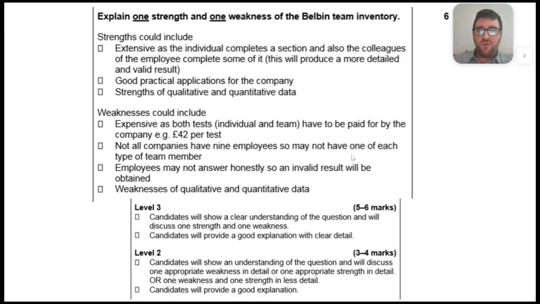And explain 1 strength, 1 weakness of the Belbin Team Inventory. Down the bottom here, I have level 2 and 3. I don't have level 0 and 1, because everyone should be aiming for level 2 at least. And some possible points in here. Just have two fairly big paragraphs arguing your point. Think of it as 3 marks each.